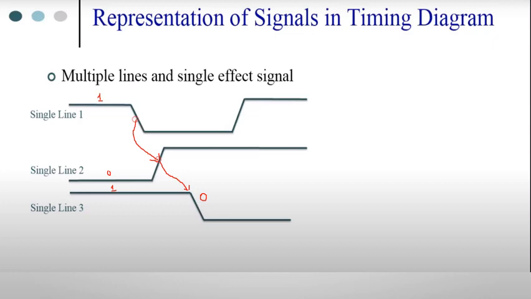So multiple lines are there. A single effect on the signal is going to make effects on the multiple lines. Right?